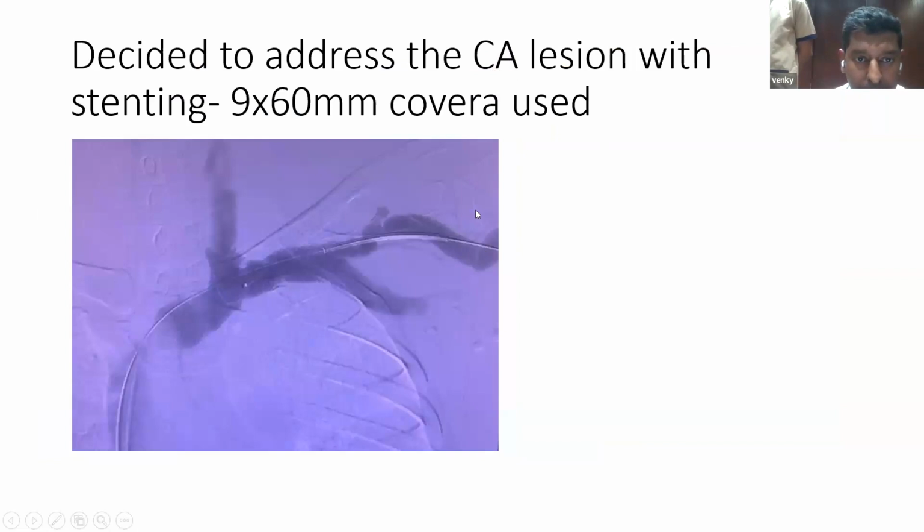So now we wanted to address that, and we wanted to put in a covered stent there. We wanted to put a 9x60 Covira there. You can see the stent placed across the arch, and we deployed it through the fistula again so that the proximal end of the stent could be correctly placed at the cephalic arch and subclavian vein junction. And this is how it looked after the deployment of the stent.